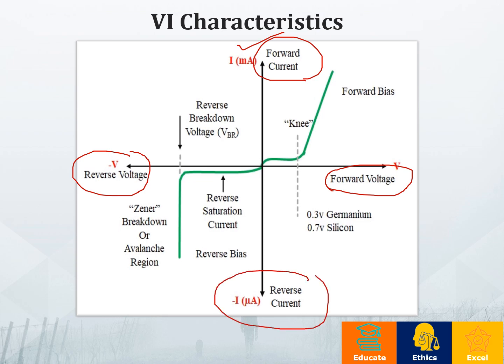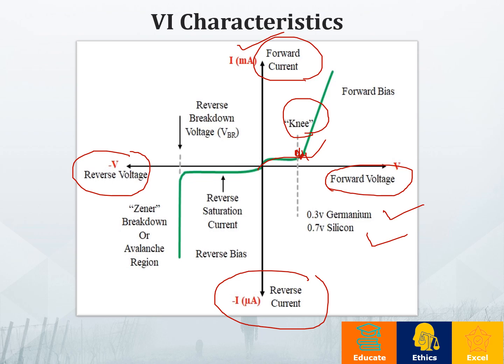You can observe that initially when the diode is in forward bias condition, the current starts to flow, and after a specific point, the current increases drastically. So this specific voltage where my current starts to increase rapidly is called the knee voltage. This knee voltage may be 0.3 volts in case of germanium, and 0.7 volts in case of silicon.